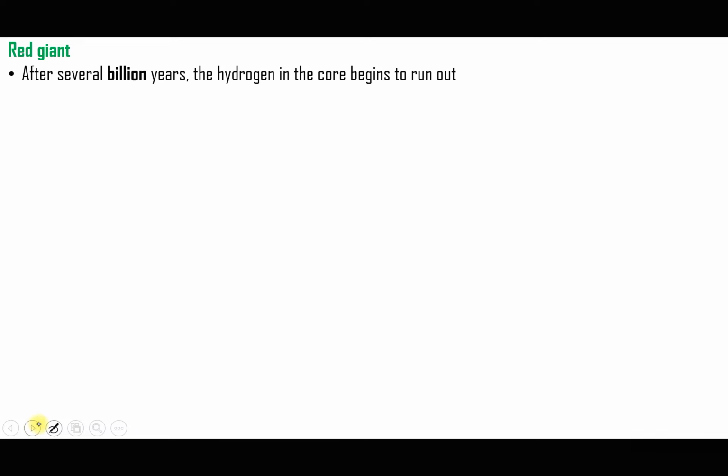After several billion years, the hydrogen in the core begins to run out, and once this happens, the rate of fusion decreases. Remember, when the star is stable, it is very active, burning its hydrogen. But as the hydrogen gets used up, the rate of fusion decreases because the nuclei responsible for fusion have reduced.